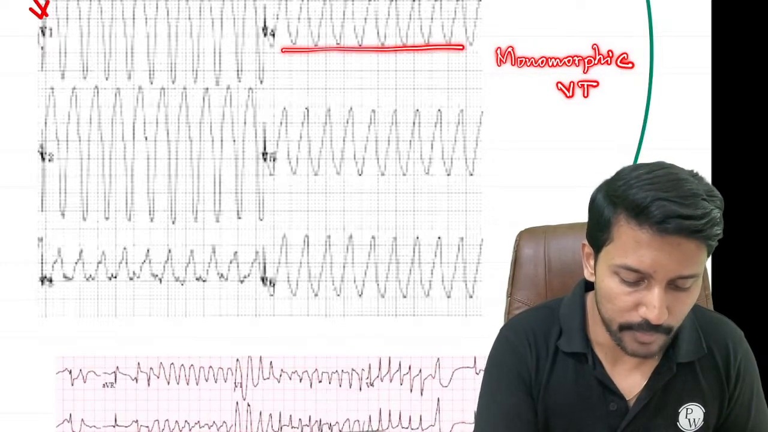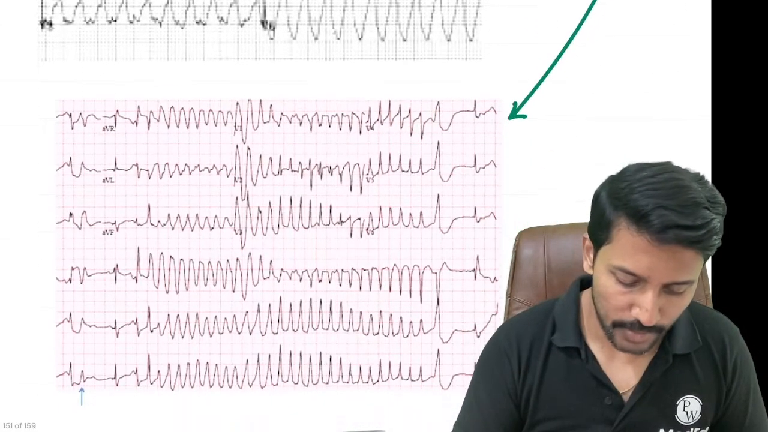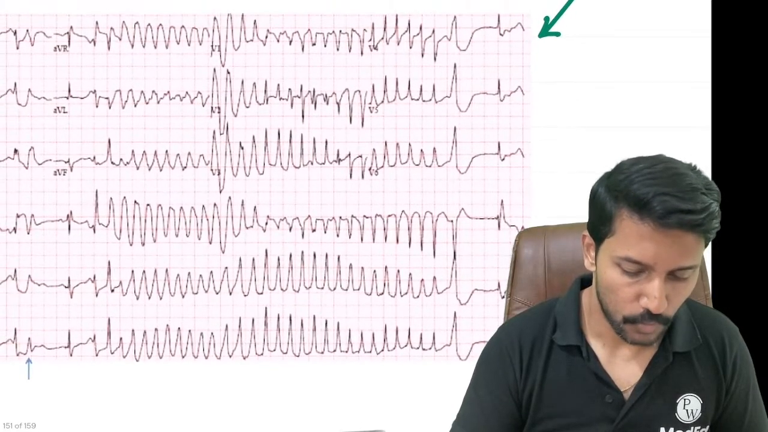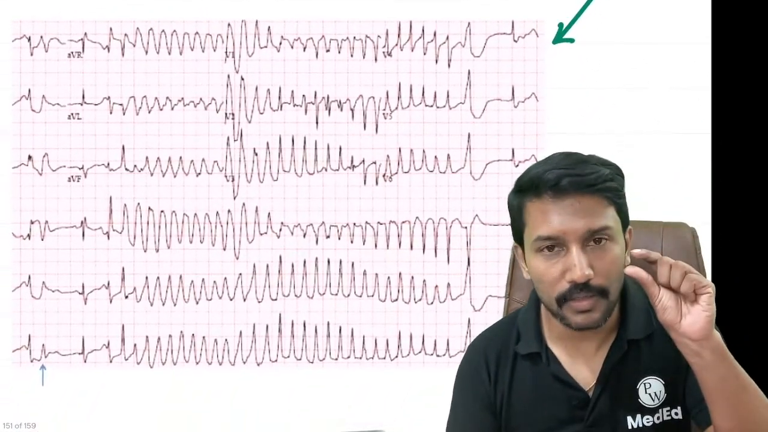They all look the same, right? That is why it is called monomorphic VT. When you look at the second image, what do you notice? Amplitude wise, this also appears normal, right? The amplitude is not small.